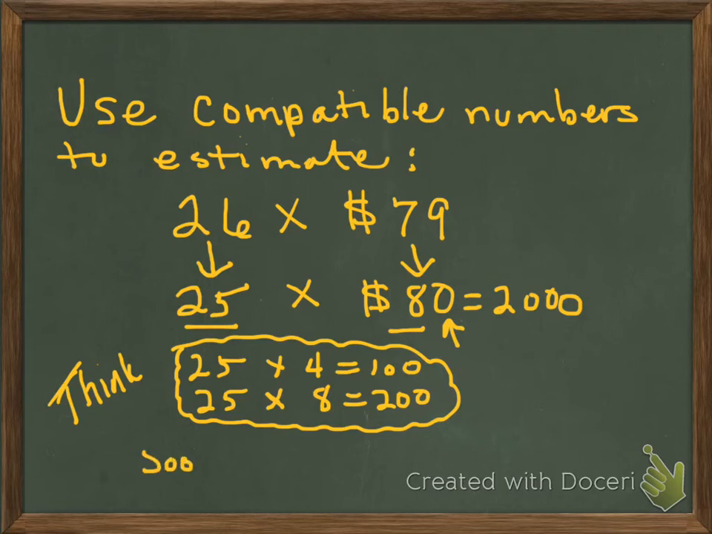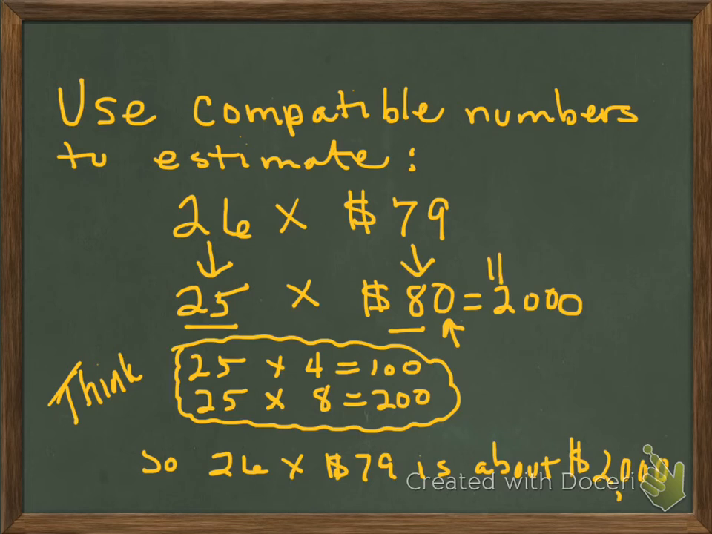Whoops, one too many S's there. So 26 times 79 is about, can't write tonight, $2,000. Okay, 25 was easy for me. Was it easy for you?